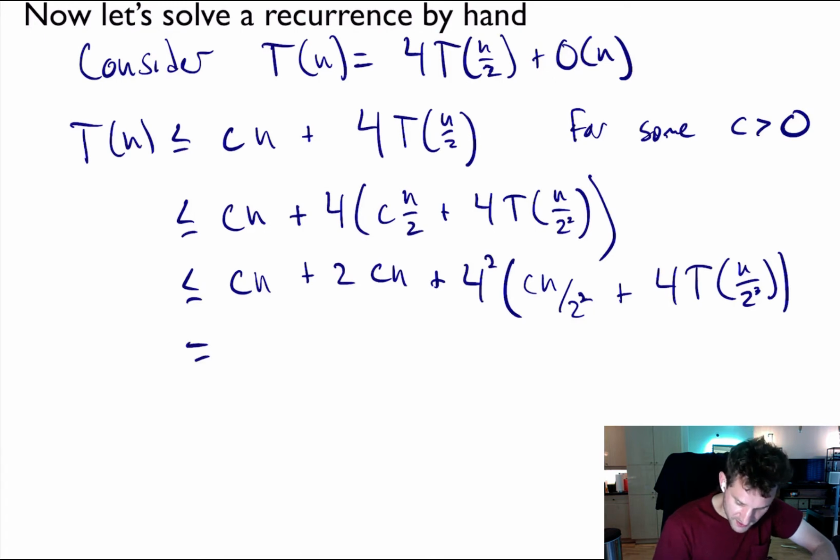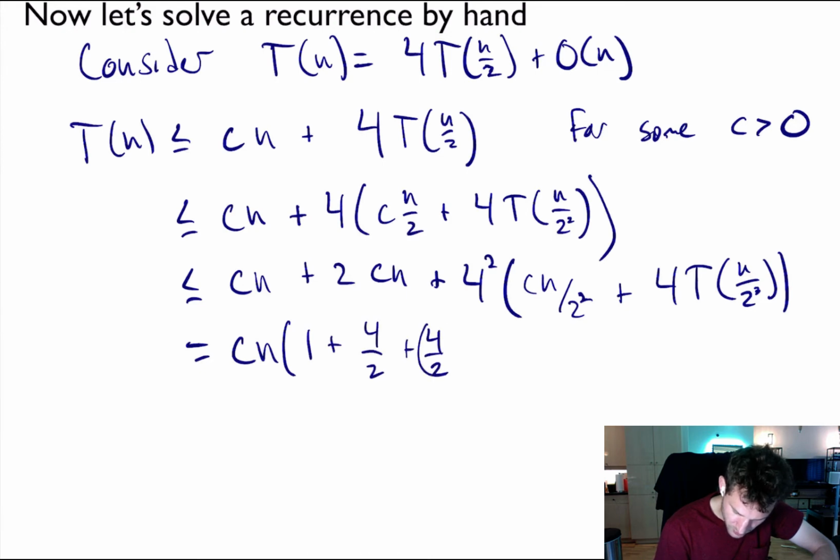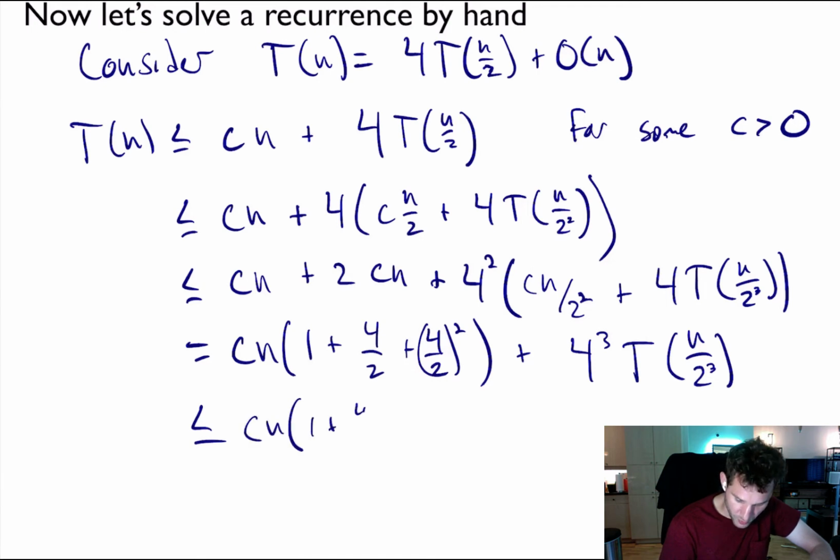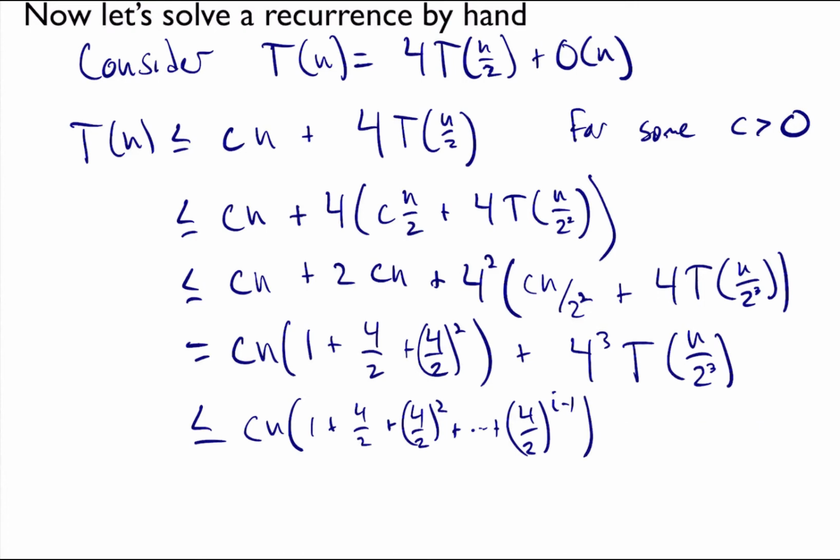If we organize this a little bit, we can see that this is Cn times 1 plus 4 over 2 plus 4 over 2 squared, plus 4 cubed times t of n over 2 cubed, right? Just organizing there. And you kind of see where this is going. If we continue to unroll this i times, I can get to the point where I have c times n times 1 plus 4 over 2 plus 4 over 2 squared up to plus 4 over 2 to the i minus 1, plus 4 to the i times t of n over 2 to the i. That's if I were to unroll this i many times.